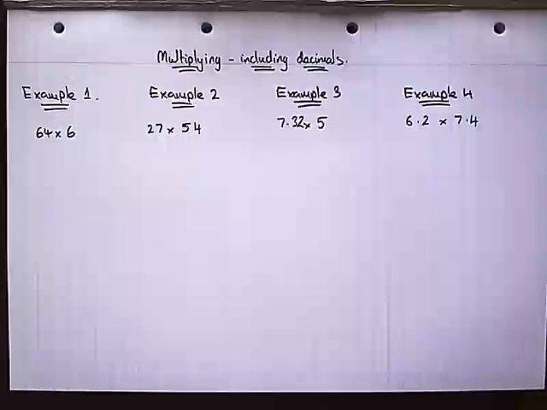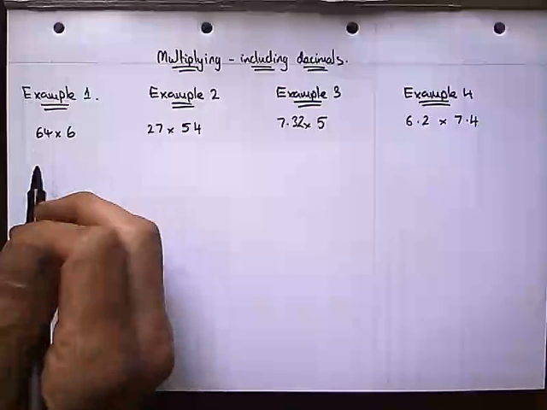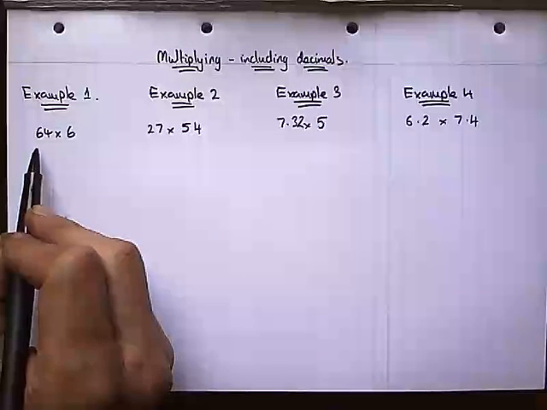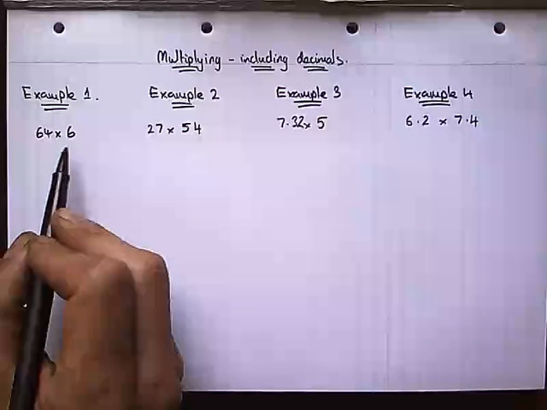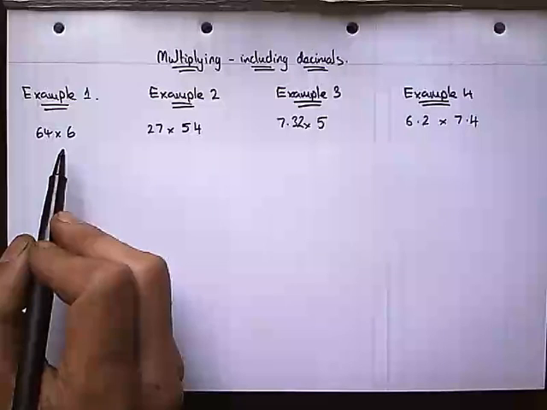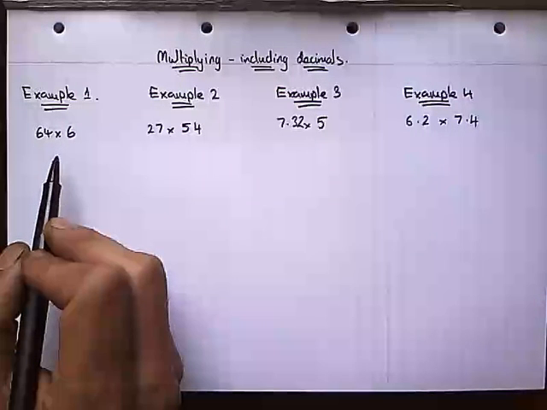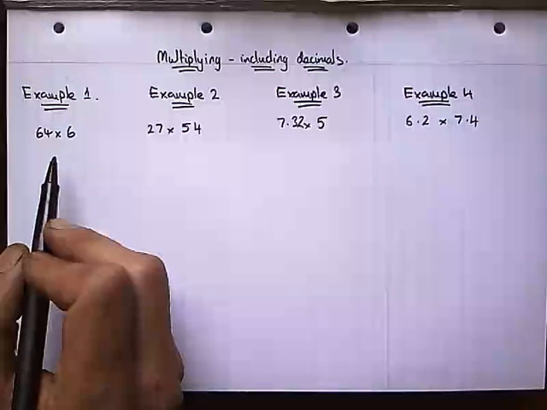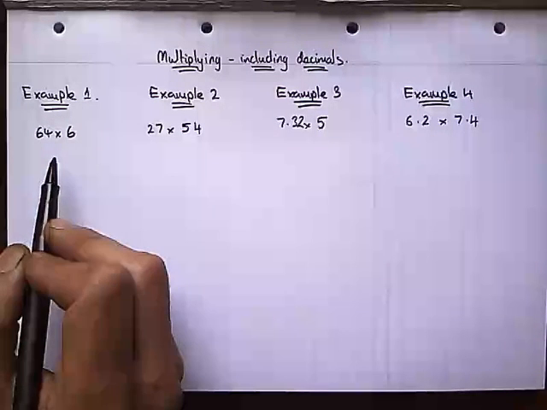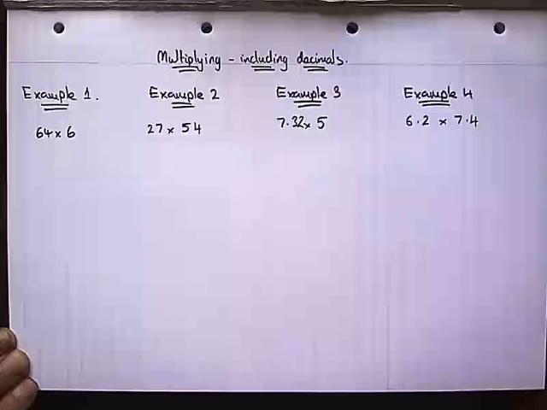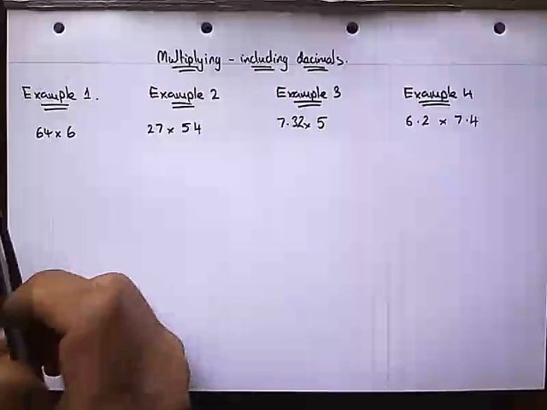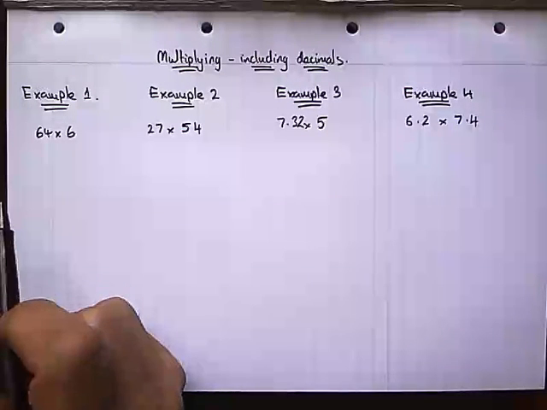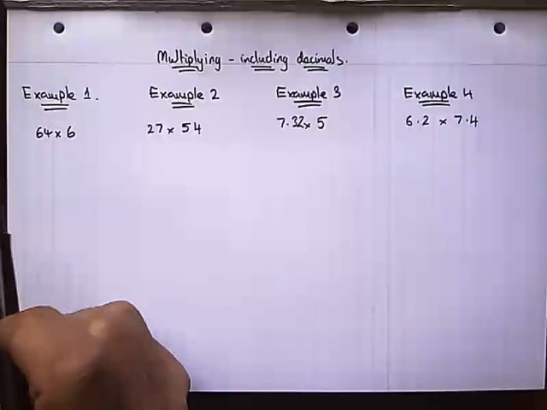So 64 times 6 is example 1. Now, I'm not really worried which method you use as long as you get to the right answer. So the method I'm going to show you is the grid method, the one that you've seen at junior school and secondary school. If you want to try out another one, that's absolutely fine. Just remember to check your answers, see whether they're right, and I'll explain how you can do that.